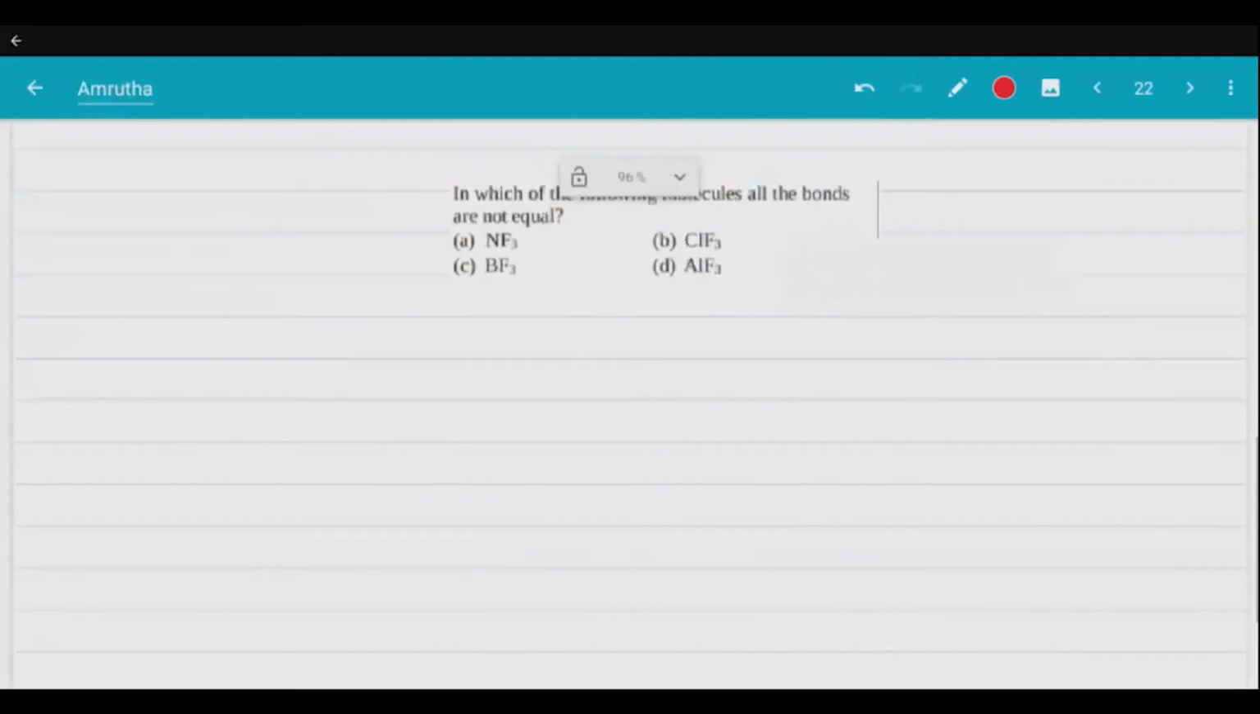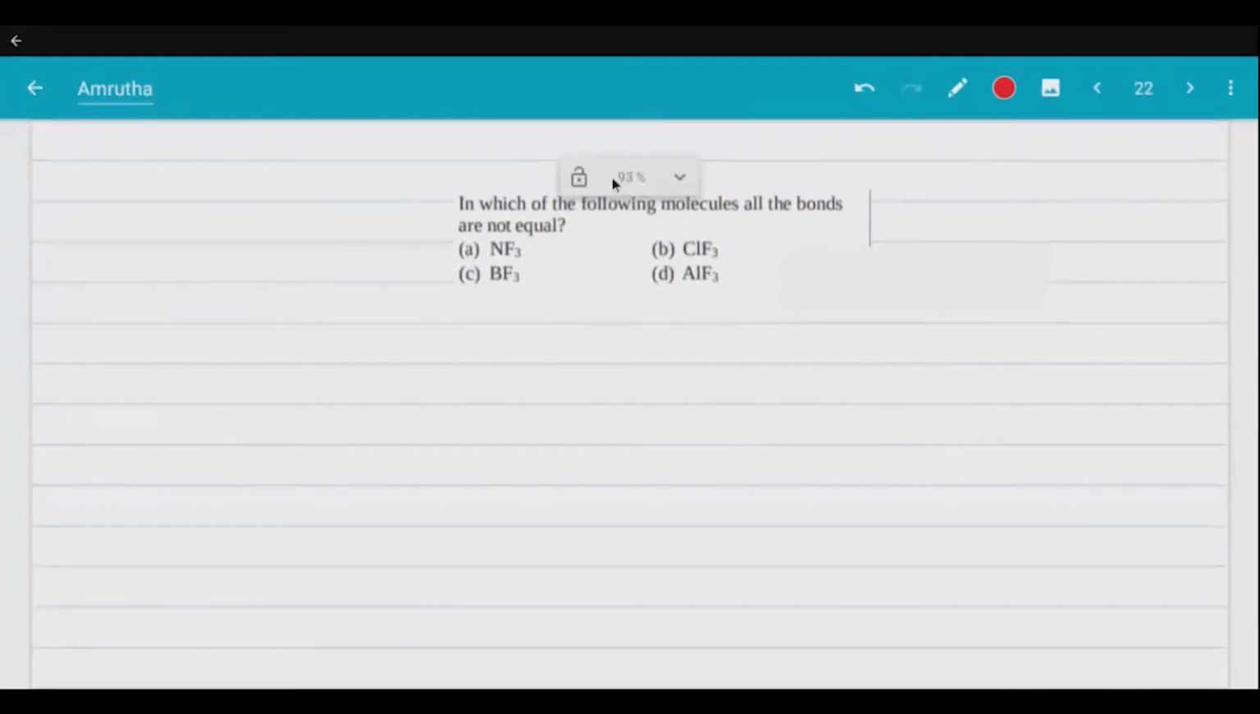Yes. Now, one more interesting question here. This question says, in which of the following molecules all the bonds are not equal? How do we know that bonds are equal or not equal? It is very simple. We should know the geometry.